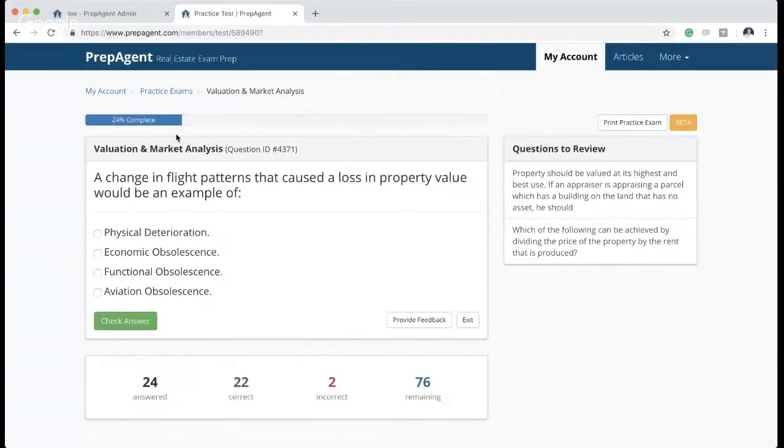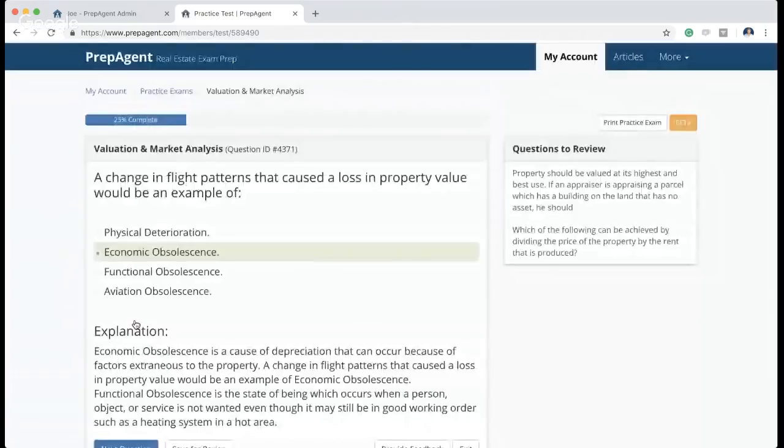A change in flight patterns that cause a loss in the property value would be an example of physical deterioration, economic obsolescence, functional obsolescence, or aviation obsolescence. B, economic obsolescence. Good.